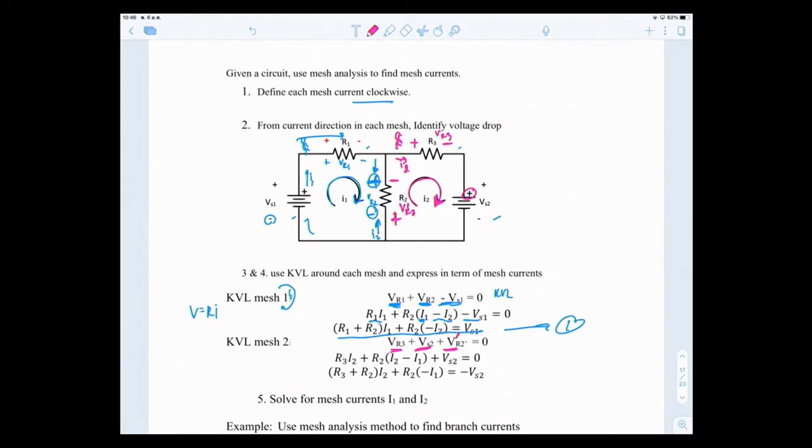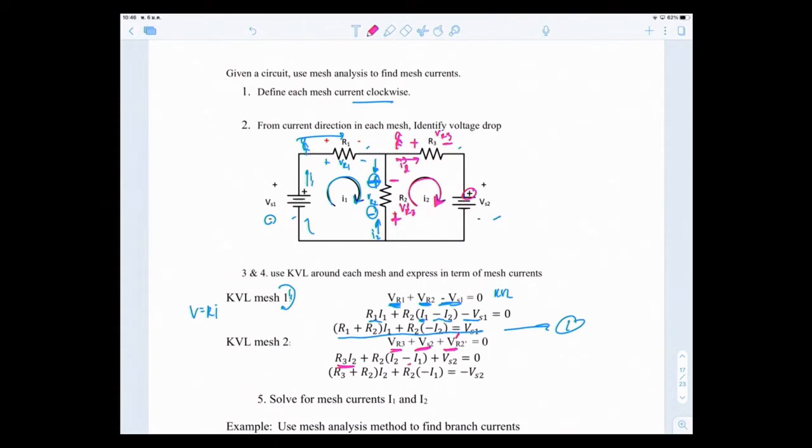Okay, VR2 prime, pink, right? You're in pink color. Change it into mesh current. So VR3, well, I2 passes through here, so VR3 is R3 times I2, right? Now VR2 prime, right here. Well, it's R2 multiplied by the current going through R2.